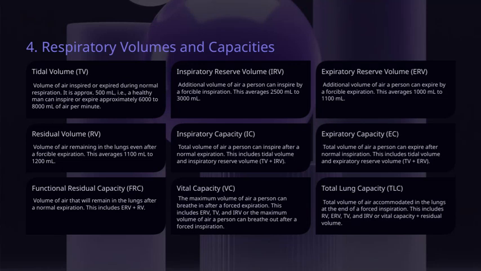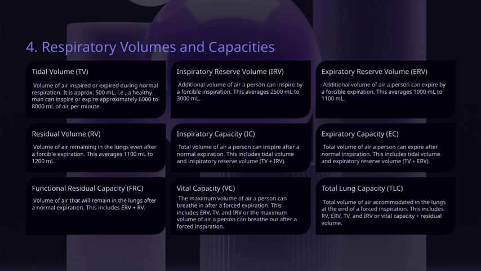Let's take a closer look at the total volume of air the lungs can hold at the end of a forced inspiration. This includes several components: the residual volume, expiratory reserve volume, tidal volume, and inspiratory reserve volume. When you add all these together, you get what's called the total lung capacity, or TLC. Essentially, TLC represents the maximum amount of air a person can hold in their lungs after a full, deep breath.